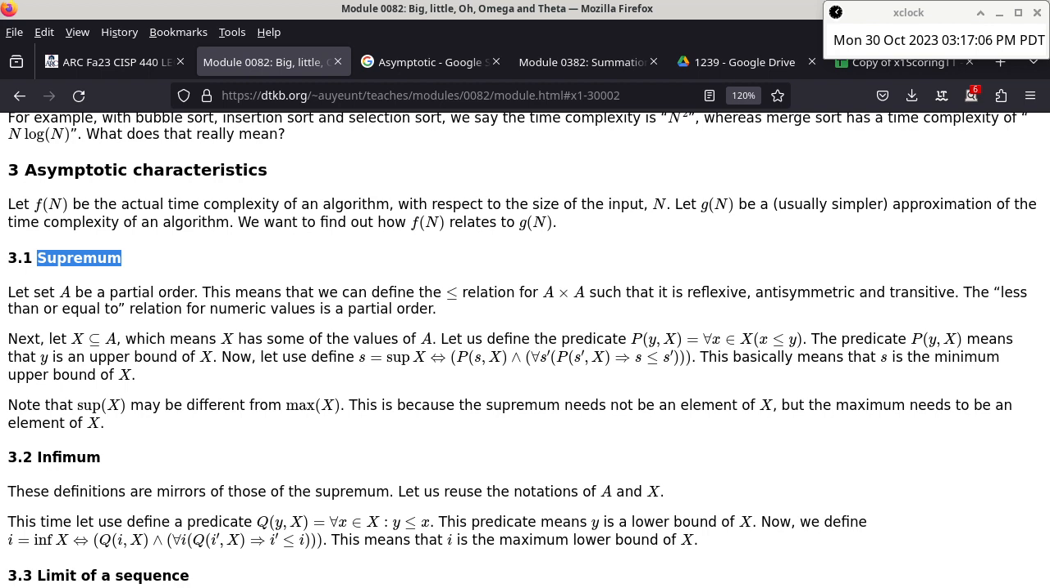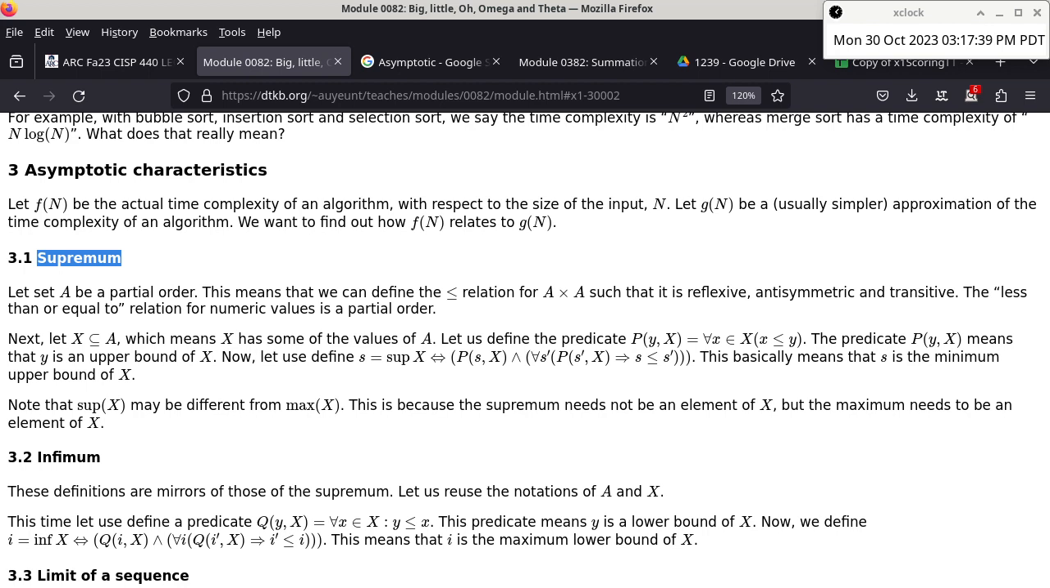You have to keep in mind, there's nothing that we define here that suggests that s has to be an element of x as well. It can be outside of the set x. What about the other side of the conjunction? It says for all s prime, p of s prime, x, which means if s prime is also an upper bound of x, it would imply that s is less than or equal to s prime.